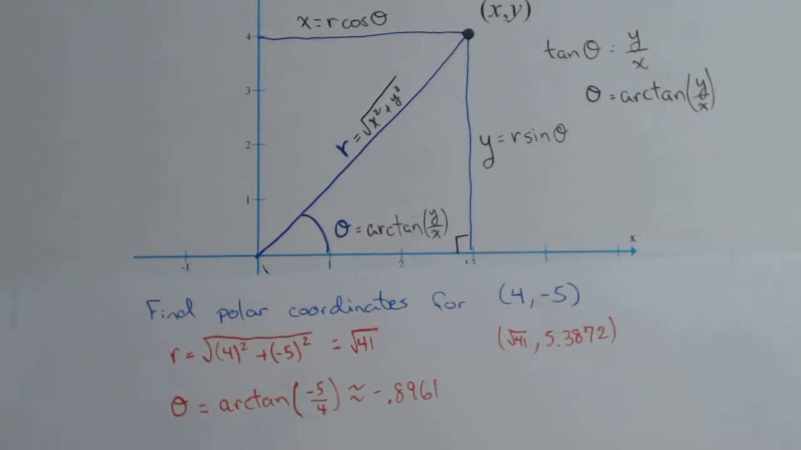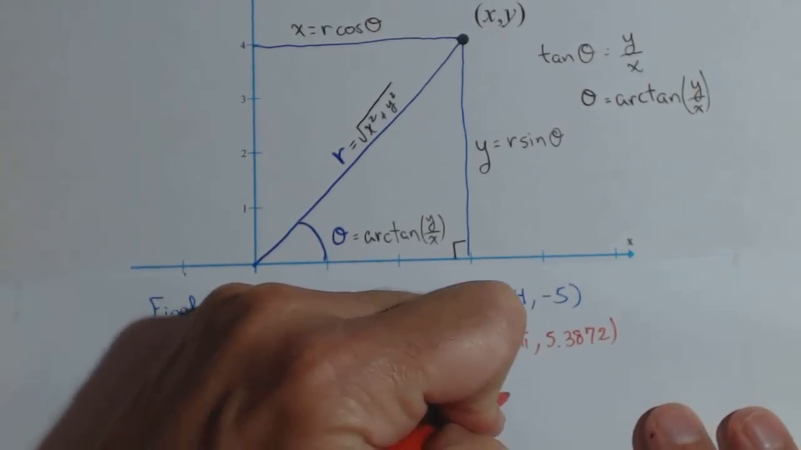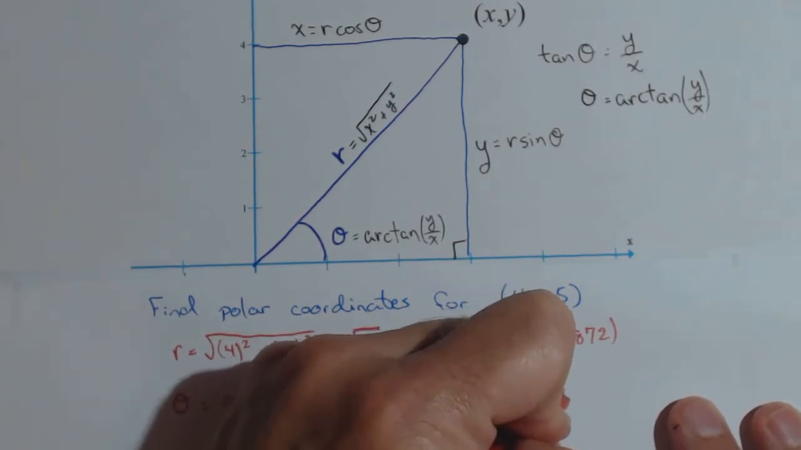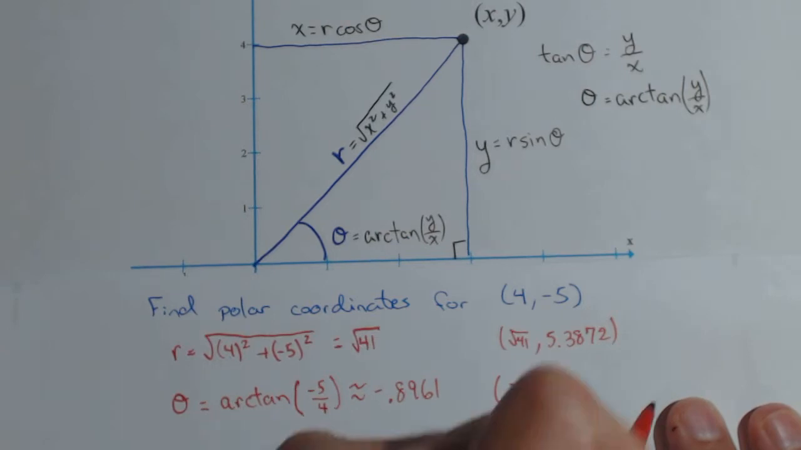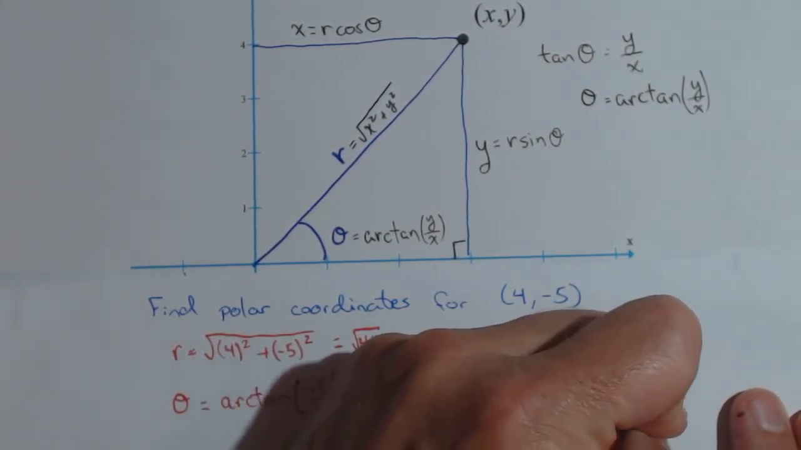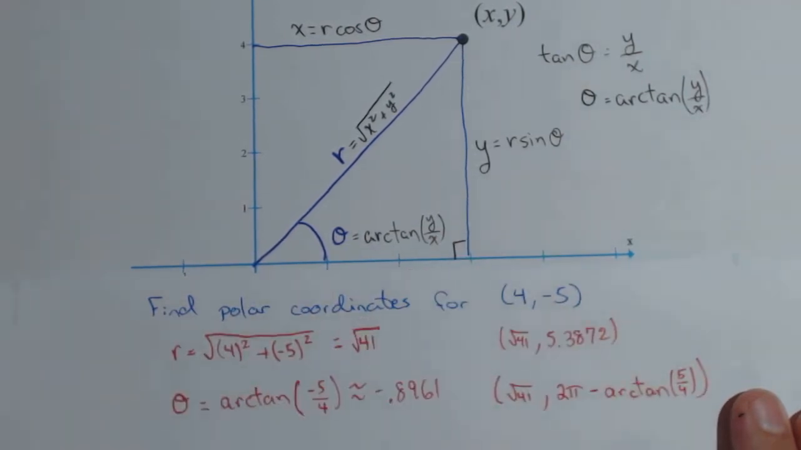Let's say we have a concern about dealing with rounded off numbers. Another way we could have handled this is square root of 41, 2 pi minus, and what we'll do a lot of times is just use this as a reference angle. We know we're in the fourth quadrant, so instead of doing arctan of negative 5/4, I might just go ahead and do arctan of a positive 5/4 because I know that gives me the reference angle, and all I have to do is subtract that from 2 pi.